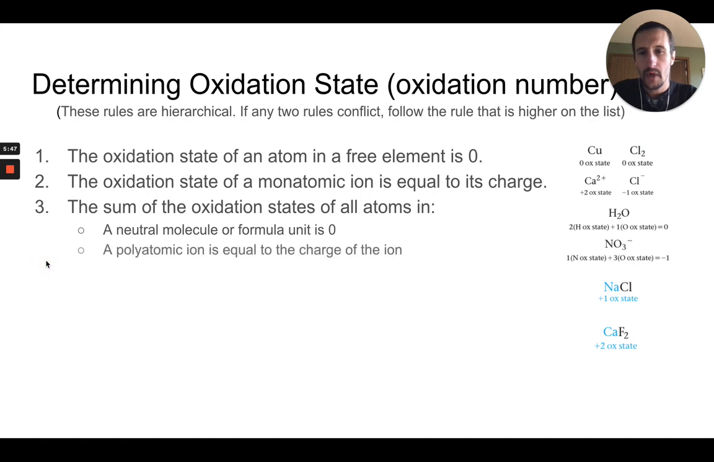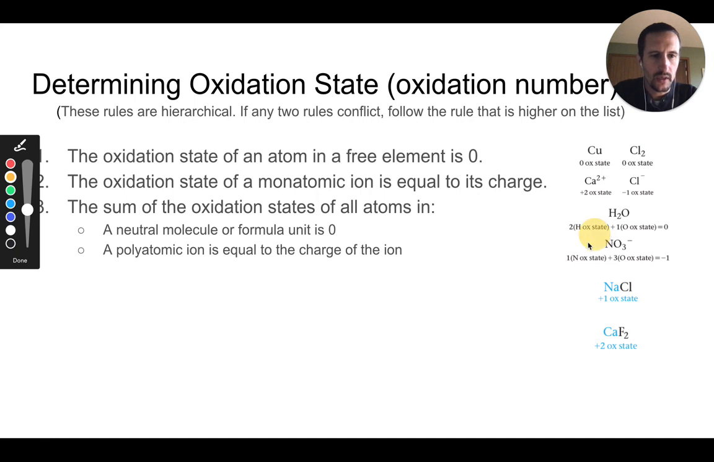If you have a polyatomic ion, the sum of the oxidation states must equal the charge of the ion. This polyatomic ion over here is nitrate. Since its charge is -1, the sum of the oxidation states must equal -1. So there's 1 nitrogen times the oxidation state of nitrogen, plus there are 3 oxygens, each multiplied by the oxidation state of oxygen, and these add together to be -1.